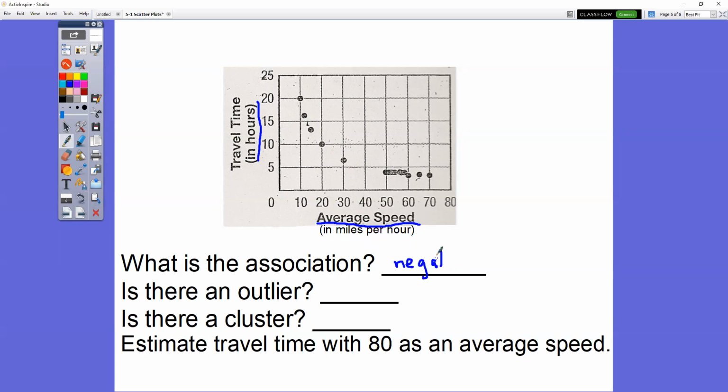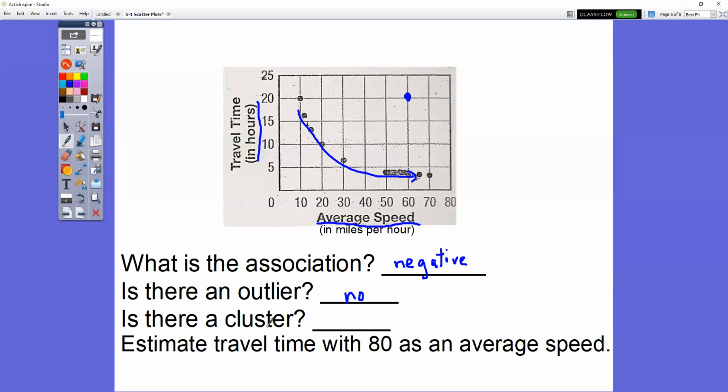Now, you might have been thinking, oh, well, it looks like it's curved, so it might be nonlinear. Nonlinear goes both up and down. This is only going down. Therefore, it is negative. It's not going back up, so it's not U-shaped. It's not nonlinear. Is there an outlier? Is there a point that's far away from all the others? No, there's not. An outlier here, if there was a point up here, that would be an outlier.